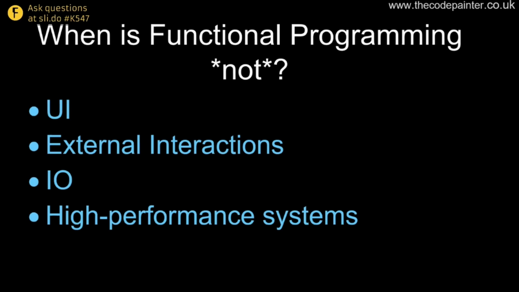External interactions with other systems, same sort of reason. Input, output, interacting with files, because who knows if the file is there or not. This is all, and high performance systems, because sometimes it depends. This might not be the case with JavaScript so much.